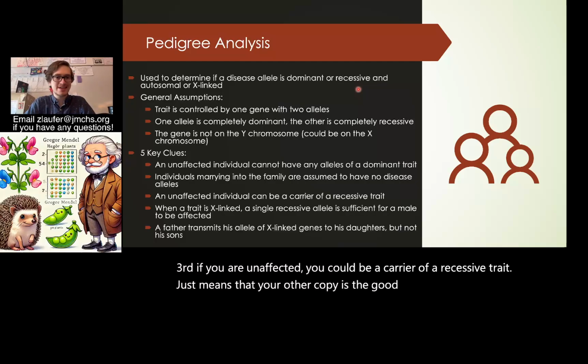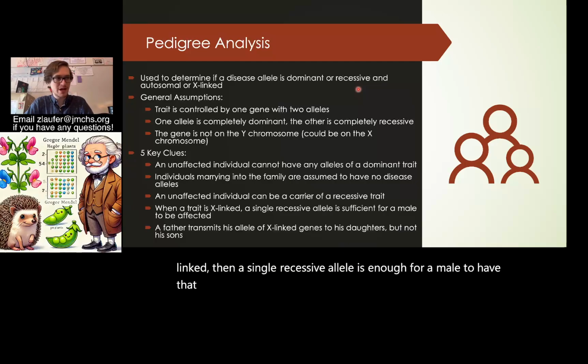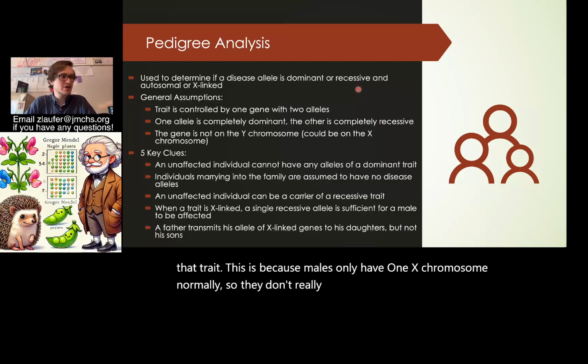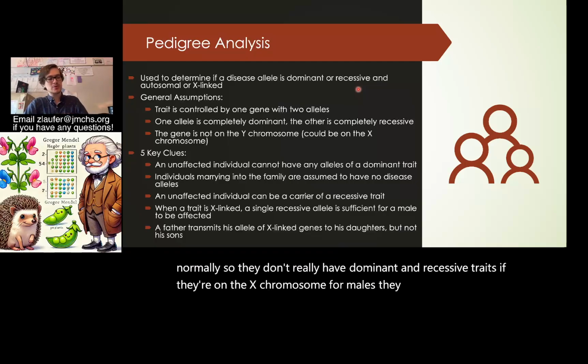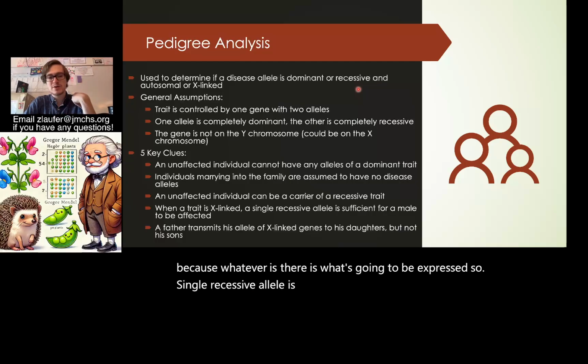Fourth, if a trait is X-linked, then a single recessive allele is enough for a male to have that trait. This is because males only have 1 X chromosome, normally. So they don't really have dominant and recessive traits if they're on the X chromosome for males. They just have traits, because whatever's there is what's going to be expressed. So a single recessive allele is enough. This is why men have much more color blindness than women, for example.